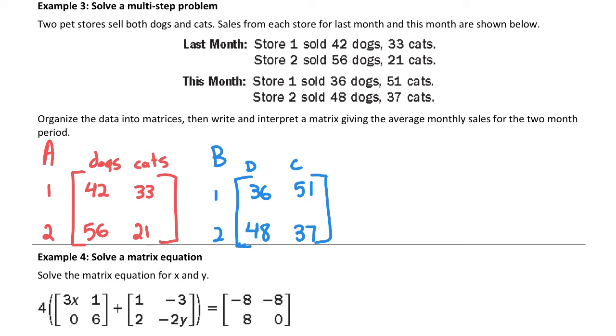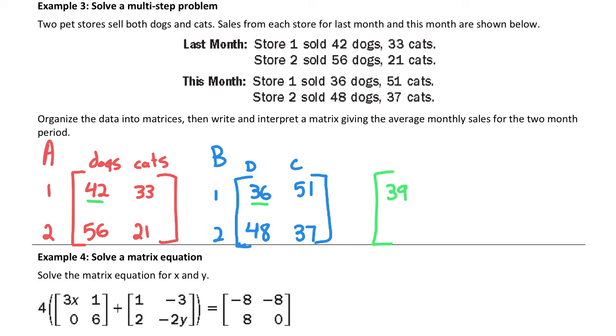And then we want to find an average of the monthly sales, okay? So you find the average, basically, of each element. So what that would show is I would add the values together and divide it by 2. So my first top left element, it would be 42 plus 36. So 42 plus 36 is 78. And then 78 divided by 2 is 39. So I took the average of these two elements, okay? Added them together, divided by 2.